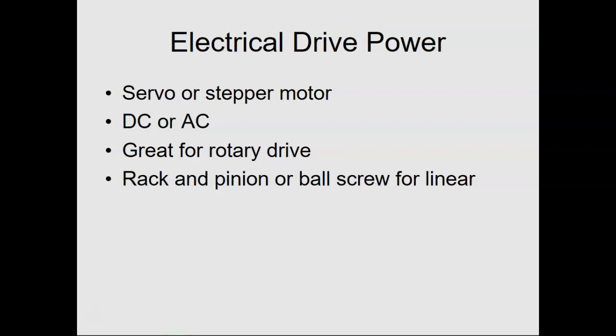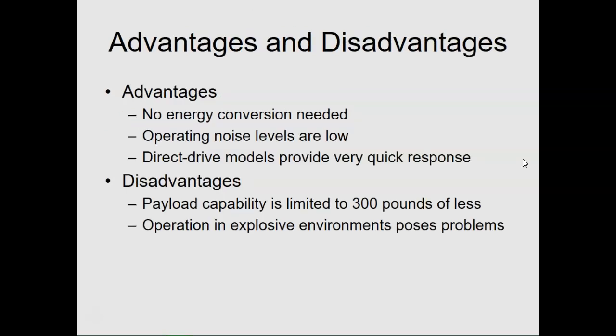So with all of this, we have rotational motors, which are rotary drive motors, and we have rack and pinion or ball screw for linear motors or linear motion. So the advantages of it is you don't have to convert the energy, which is really great. Operating noise levels are very low. You don't have a lot of hissing. You don't have a lot of noise in the background as things move. Direct drive models provide very quick response times.